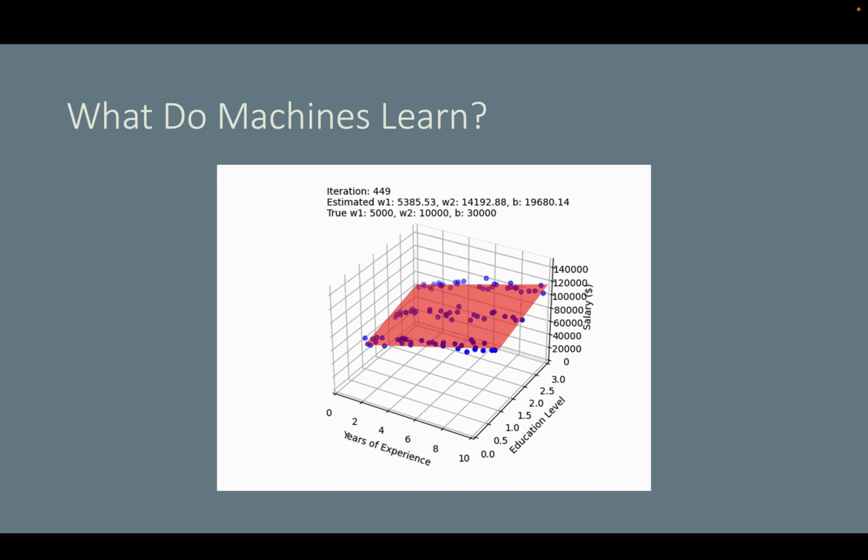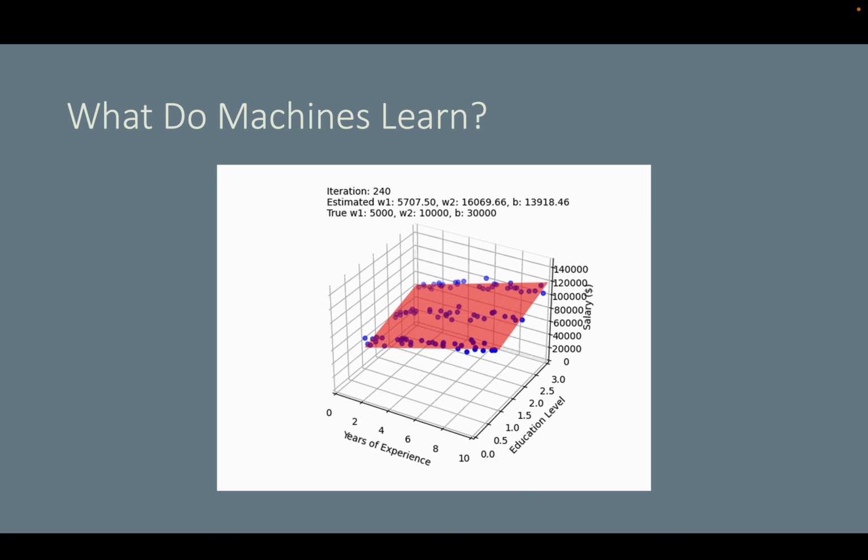So what did this machine learn this time? It learned the combined effects of two factors: how much salary increases with each additional year of experience, and how salary also increases depending on the level of education. By understanding both factors, the machine can now predict salary more accurately than if it had only looked at experience alone. So this is an example of how machines can learn from multiple variables at once.